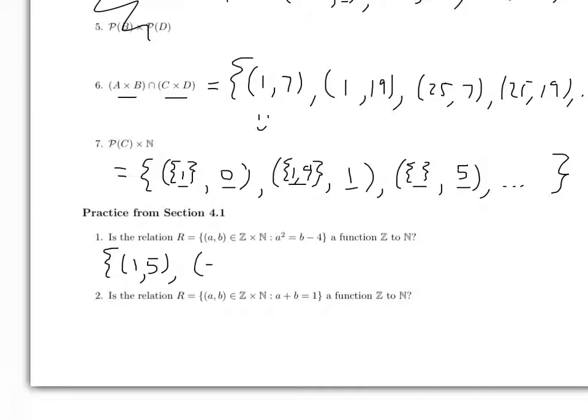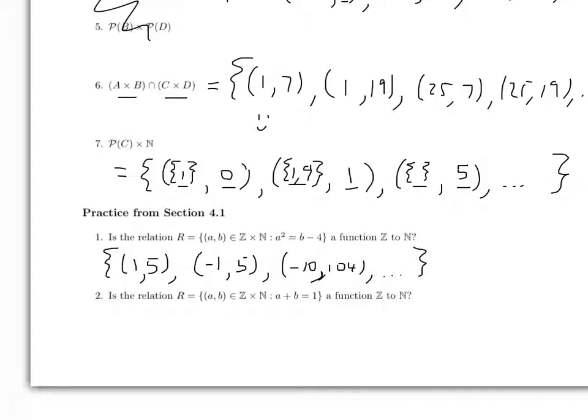Similarly, if I use -1 for my first coordinate, then again, -1 squared is 1, and so for this equation to be true, B would have to be 5. So that pair makes the equation true. Let's try a bigger number. Let's say I put in -10 for a. If a is -10, then this notation says -10 squared is 100 is b minus 4. So in order for that to be true, b would have to be 104. And so again, that's okay as a pair.